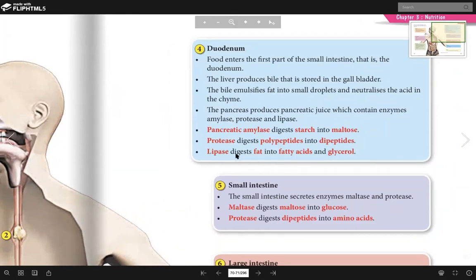Okay, so lipase tu fungsi dia untuk digest fat ataupun dalam kurungan small droplet into what? Into fatty acid and glycerol. Dia akan tukar small droplet of fat into fatty acid and glycerol. Itu sahaja.